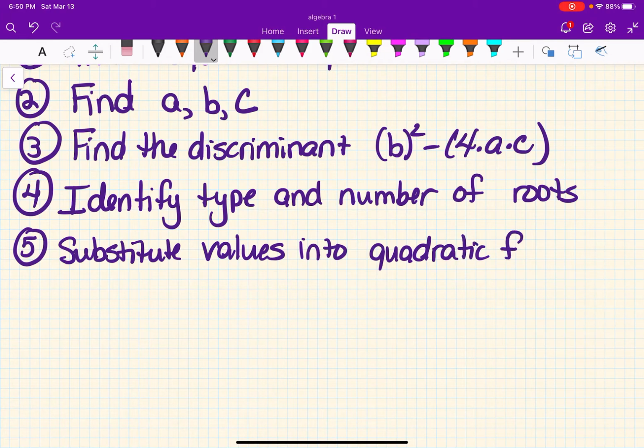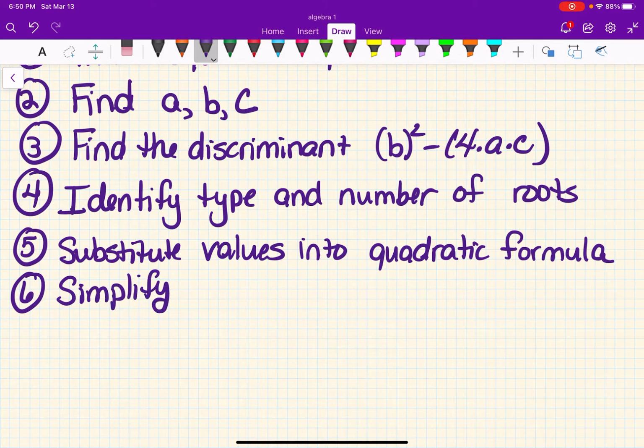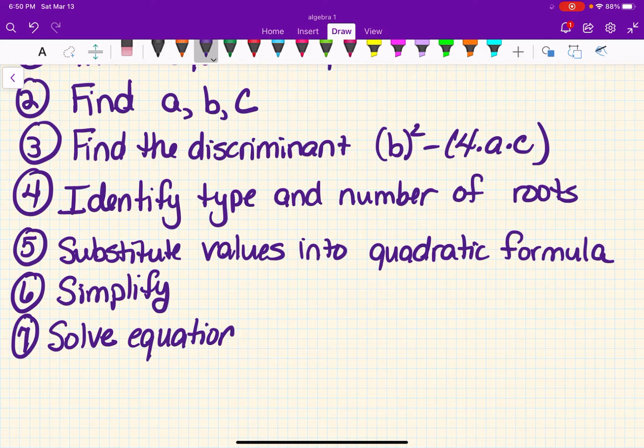So steps 1 through 4 we did yesterday, or on the last section. I keep saying yesterday. It could have been yesterday. I don't know. This is what I like to do. Substitute, then simplify as much as you can, and then solve. And sometimes you have to solve twice. So I'm going to put solve equation twice when necessary.